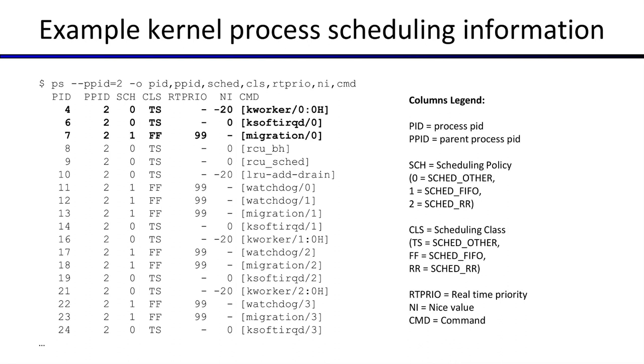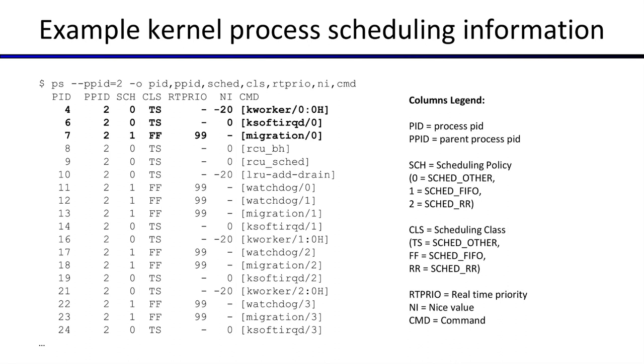Now, as an example, let's see PID number 4. What we can see for PID number 4 is that the scheduling policy, SCH, is 0, and 0 is SCHED_OTHER. On the right-hand side, you have the column legend. You can tell 0 means SCHED_OTHER. Then the CLS is the scheduling class, and that is TS, which also means the SCHED_OTHER scheduling class is being used here. There is no real-time priority, it is normal priority, so there's a dash over there. And there is a nice value though. A nice value for this process is minus 20, which we learned about, and minus 20 means it's the highest priority of normal processes that you can have.